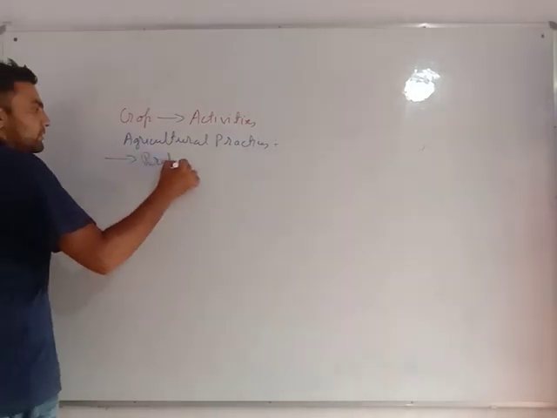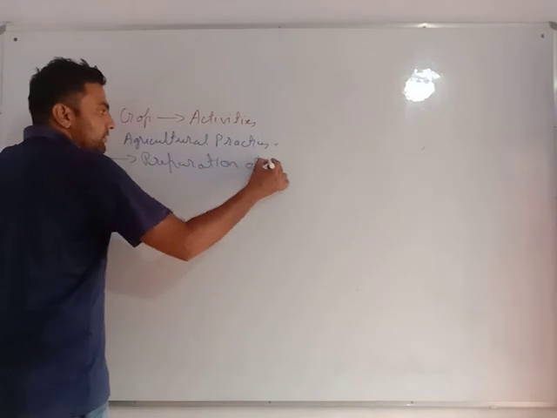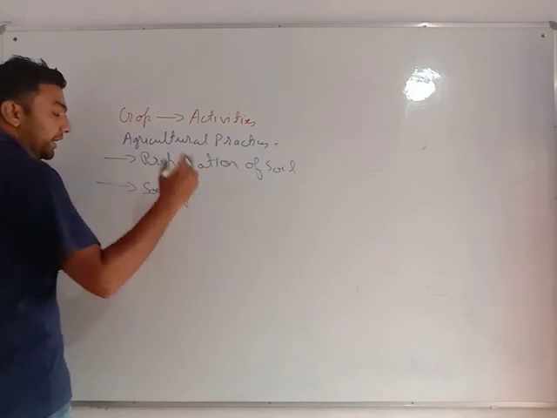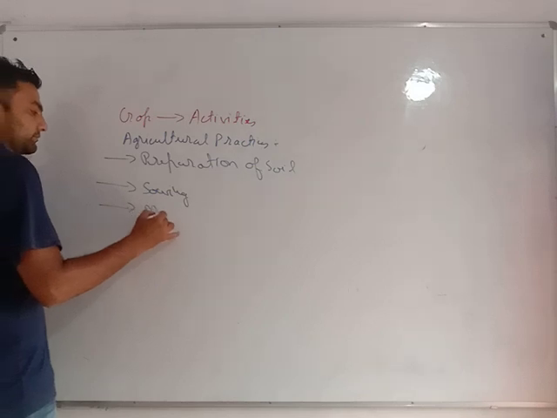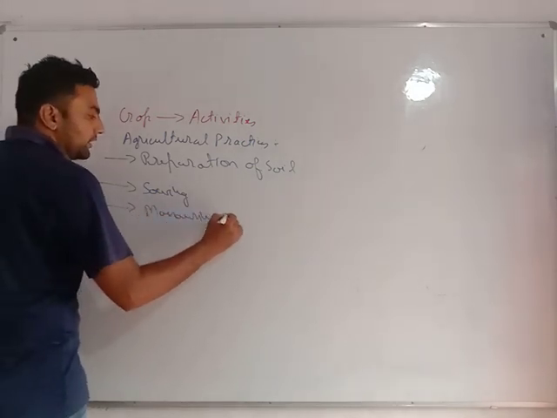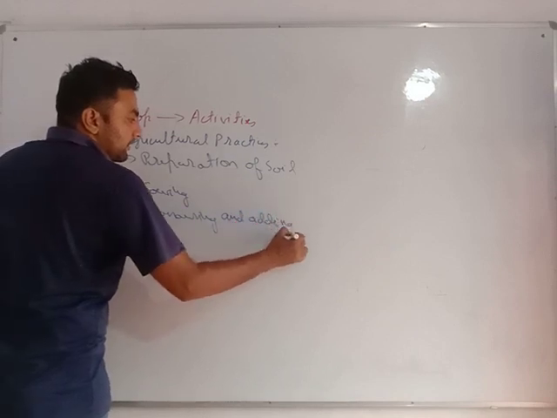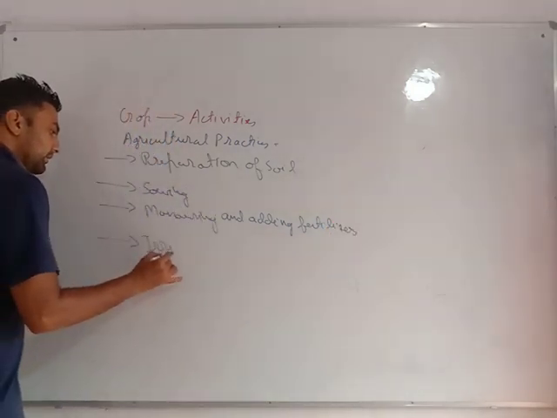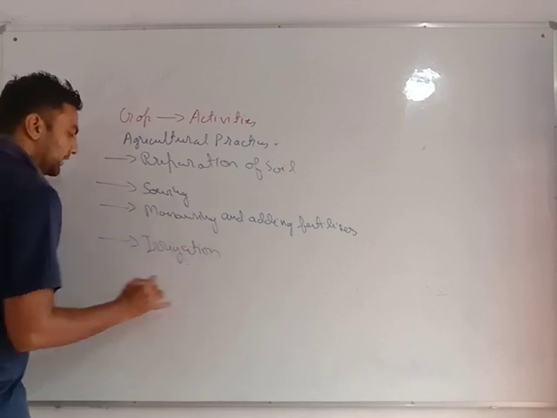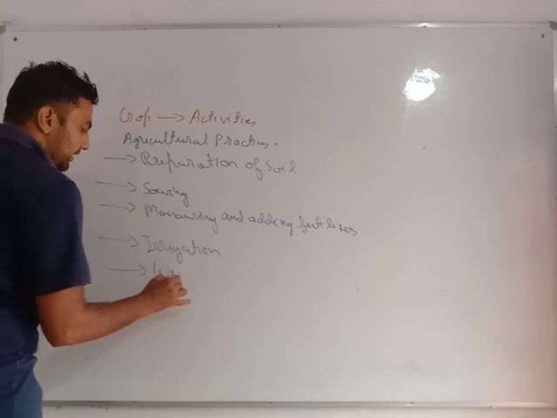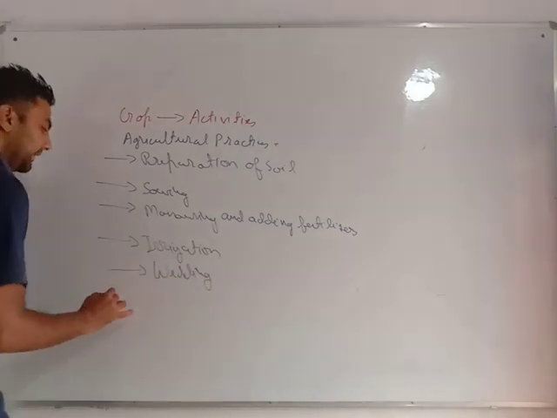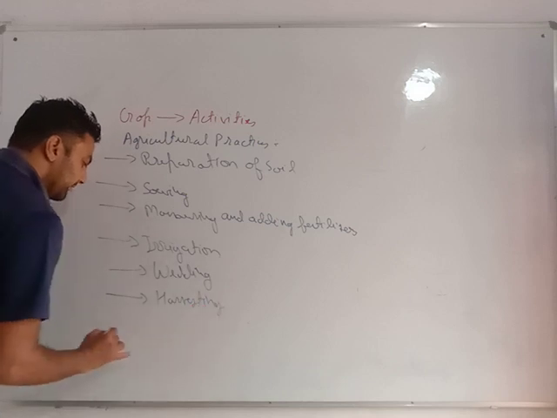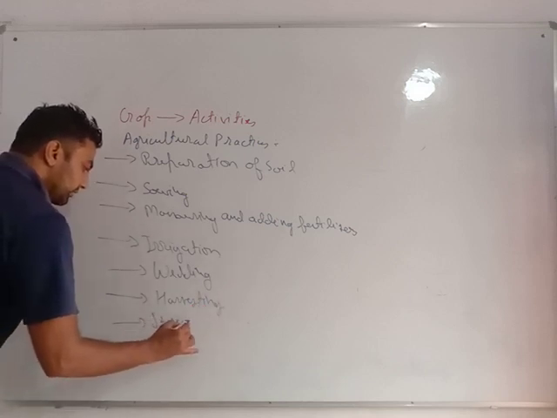First of all, I will let you know, and then we will go deep into one by one. First one is preparation of soil. After preparation of soil, we need to do sowing of seeds. After that, manuring and adding fertilizers. In between, we need to do irrigation. After irrigation and in between the process, we need to do weeding. When our crop is ready, we need to do harvesting, and after harvesting, we need to do storage.